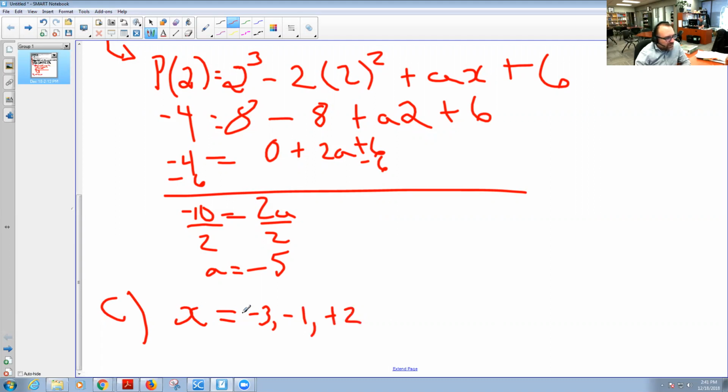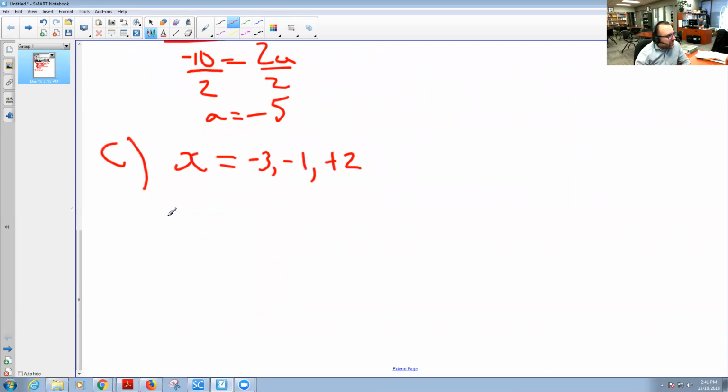Okay, so once again, how did I get these? I needed to take them from the graph. Now, I need to put those in factored form. So P of x equals x cubed minus 2x squared minus 5x plus 6. Okay, now you can rewrite that in factored form.